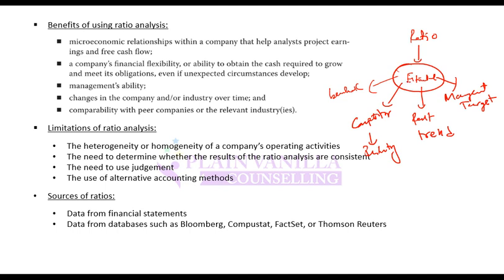Ratio in itself wouldn't tell you anything. You need to compare it with something else. So this is also a limitation of ratios. Why? Because in itself it wouldn't tell you anything. You need to compare it with something else.